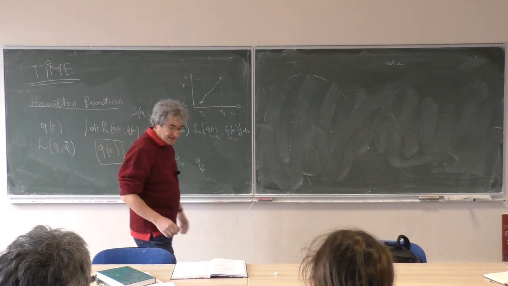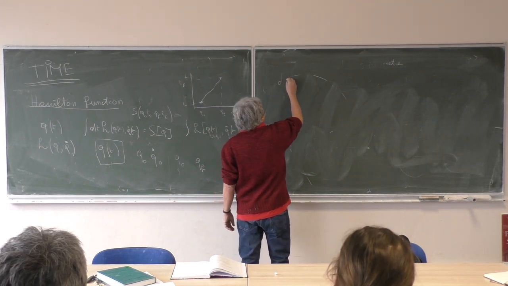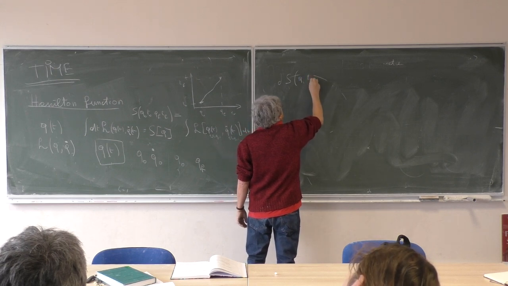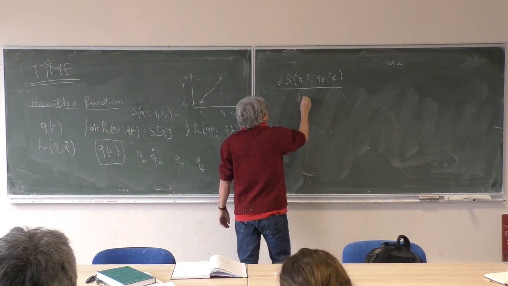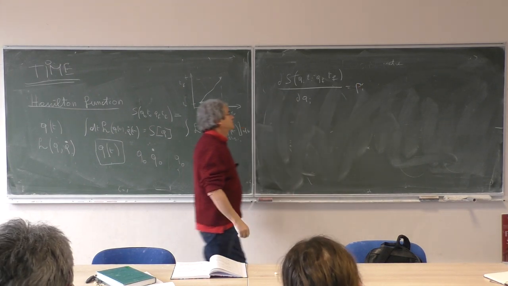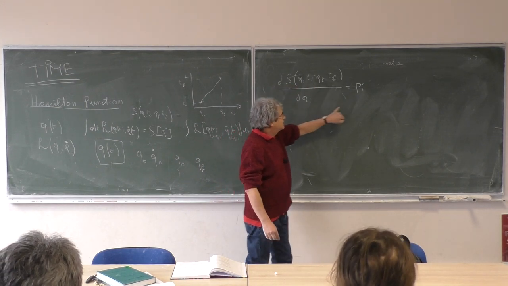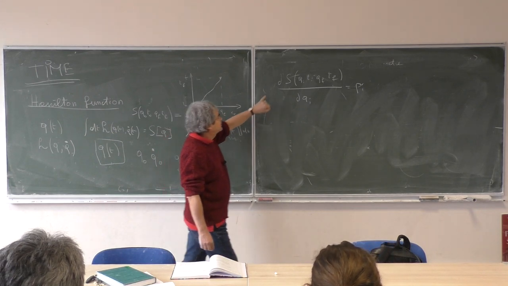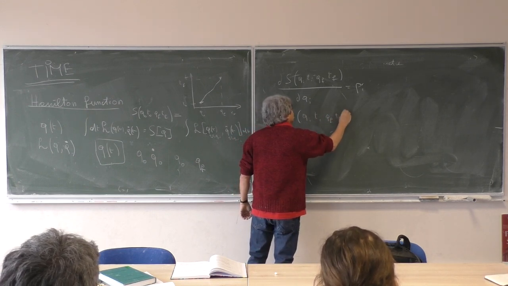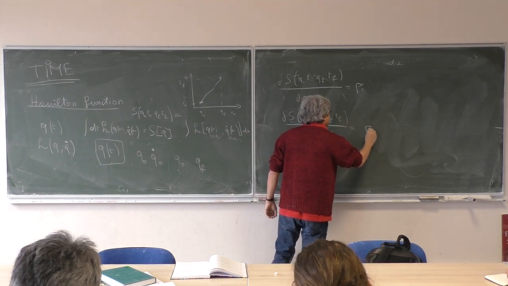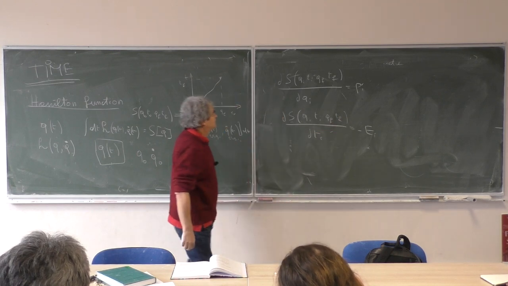The first property is that the derivative of the Hamilton function, S of q initial, t initial, q final, t final, with respect to q initial is the initial momentum. It follows directly from its definition. The derivative with respect to q final is p final. The derivative with respect to t initial is the energy. In fact, it's minus the initial energy. And with respect to t final is minus the final energy.